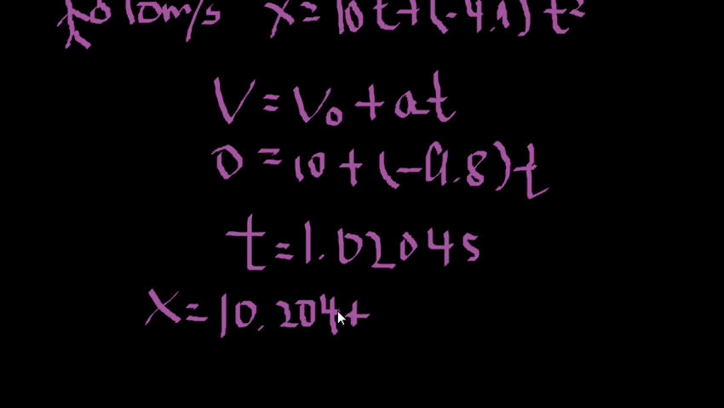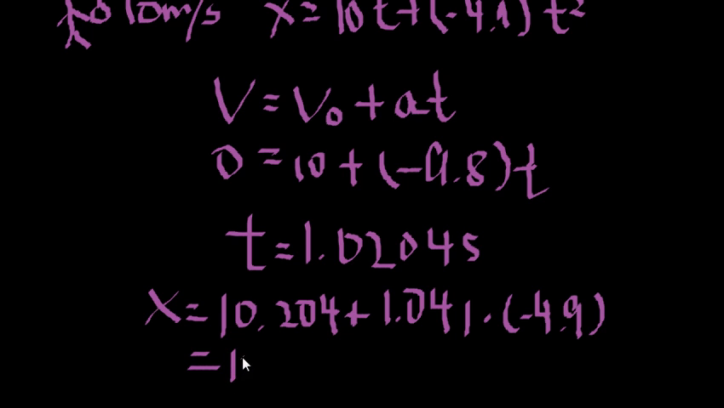So that equals 10.204 minus 5.102. Simple algebra, right? 10.204 minus 5.102, which is 5.102. That's the maximum height.